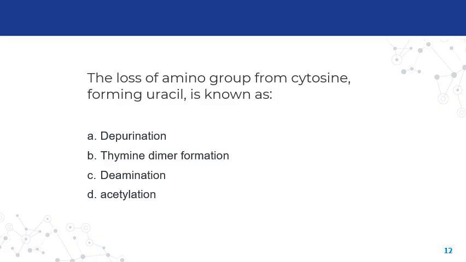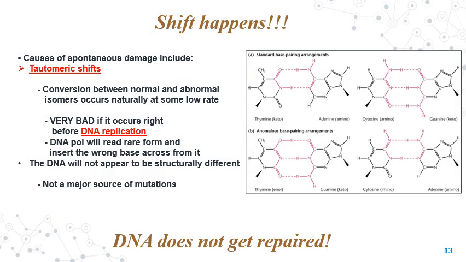Okay, what is your answer? C, it is deamination. All right, so here is still the explanation that when you have these tautomeric shifts during DNA replication, that thing is not going to be detected, and the damage is not going to get repaired, and that leads to mutation. So now we have mutated DNA.